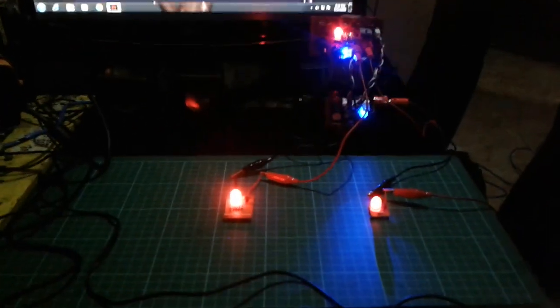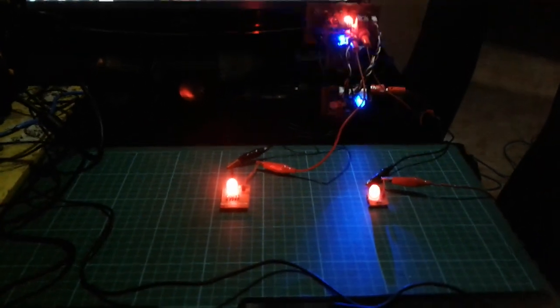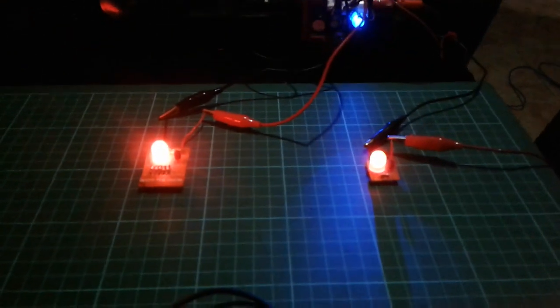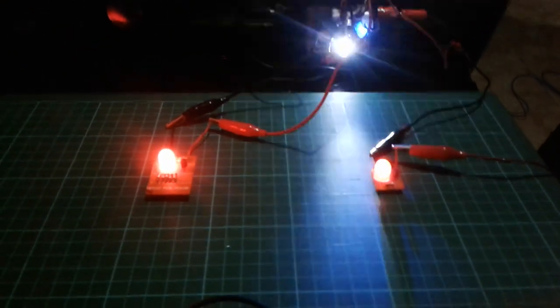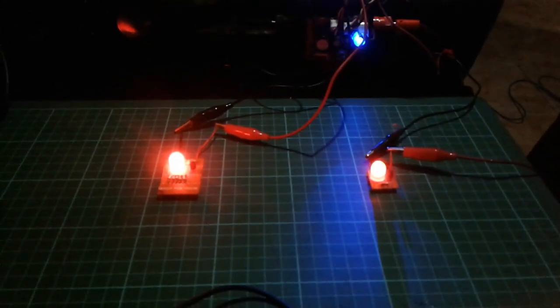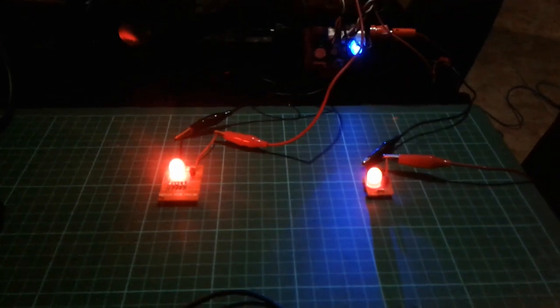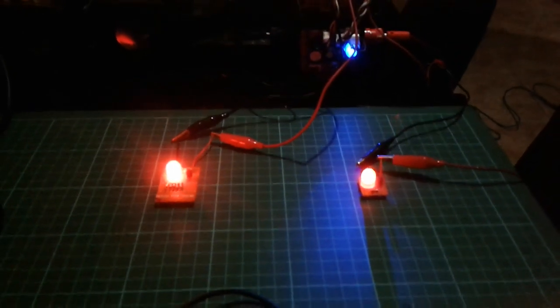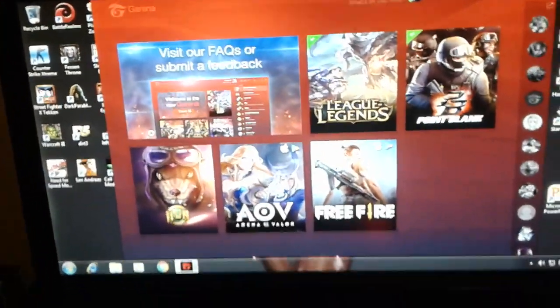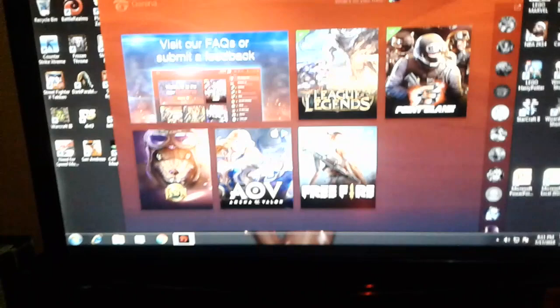So what are these two circuits? It seems it's the same, just an LED circuit, but in a circuit diagram it's different. Let us see the circuit. Okay, where is the circuit? Oh, not that one. So here is the circuit.